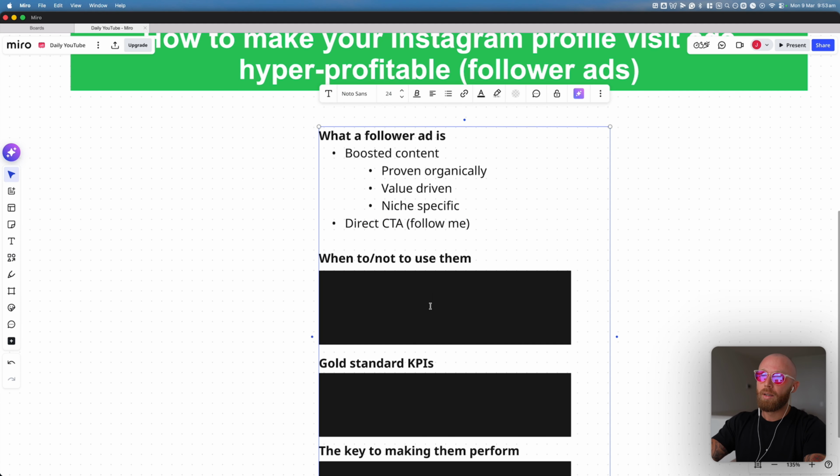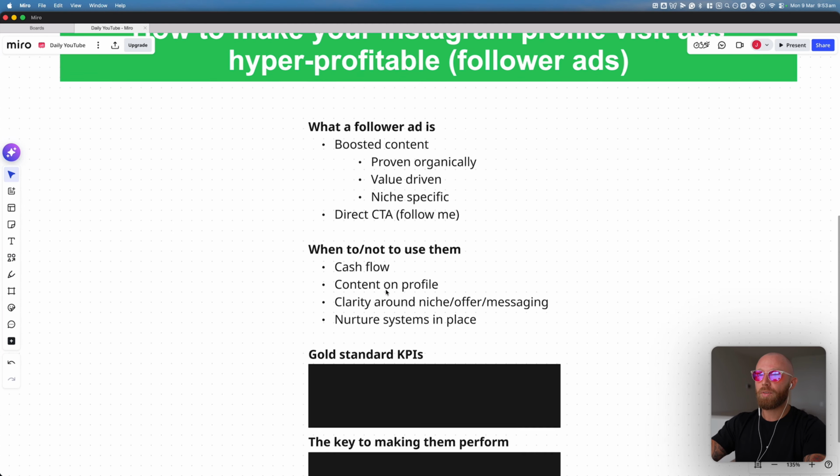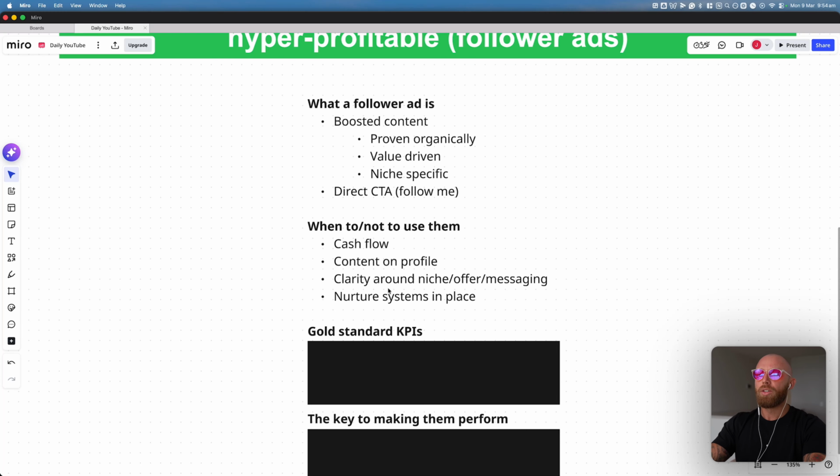Now, when you should look at using these versus not using these, the first one is going to be cash flow. So a lot of the guys in the space will tell you that you shouldn't be running ads until you're at $10,000 a month. Some other people say $100,000 a month.